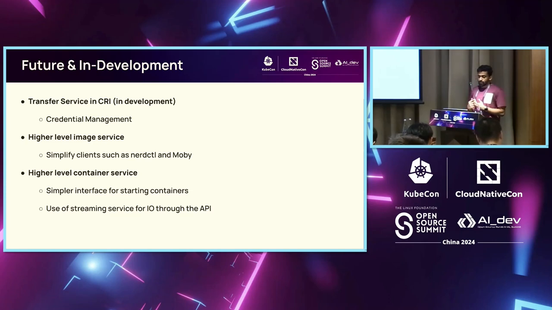Then the future and in-development features. The transfer service in CRI is still in development, around credential management and everything. We are also planning for a higher level image service and a higher level container service. The higher level image service is to make clients like nerdctl and Moby much simpler, and the higher level container service should help with a simpler interface for starting containers and streaming IO through the containerd API.